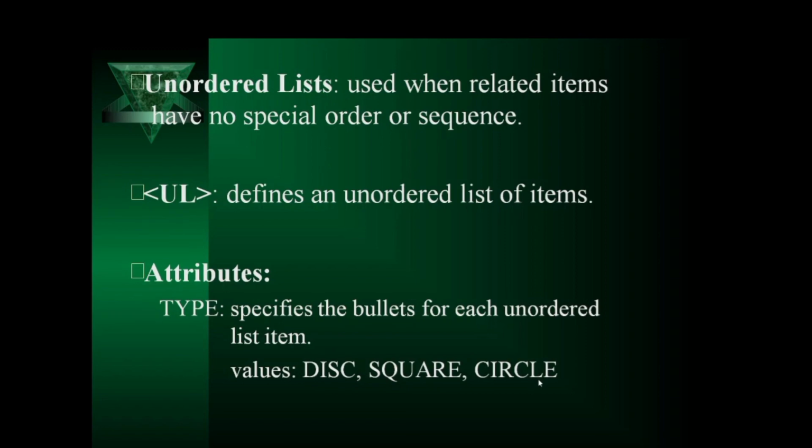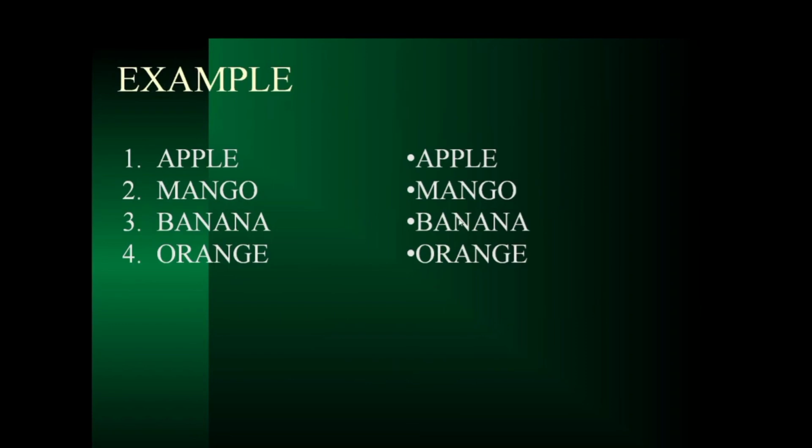Okay. We can represent these lists by using these symbols, whereas in an ordered list we can represent our data by using numbers and alphabetical symbols. Okay. That represents the sequence basically. So here you have seen the example. This one is the example of the ordered list. Okay. And this one is the example of the unordered list.